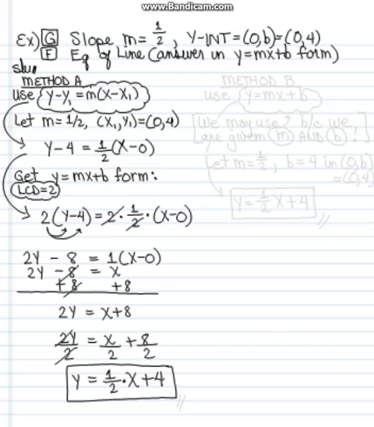Okay, so that was using the equation called the point-slope form of a line. Now let's try method B. Method B is where we're going to use y equals m times x plus b. That's called the slope-intercept form. And why is it called that? Because the b value is the y-coordinate of the y-intercept, (0, b).